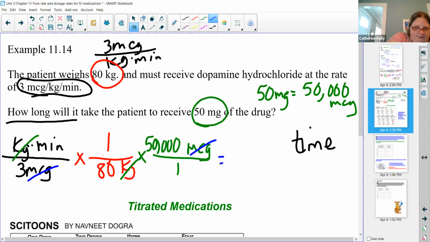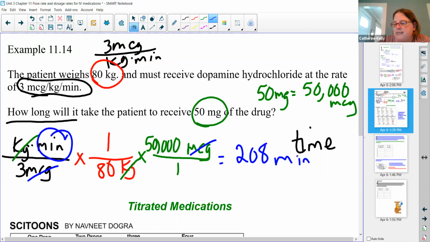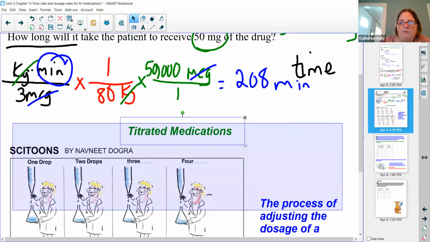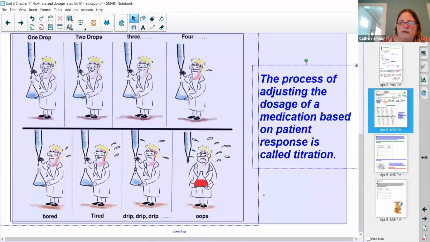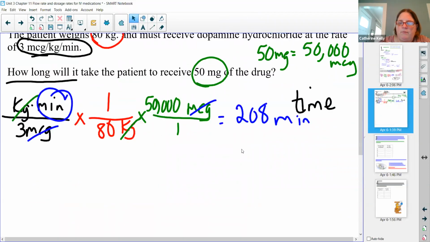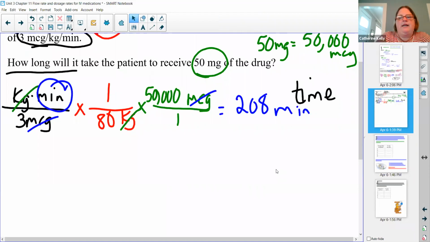And I'm going to do the math then, and I have 50,000 divided by 3, and then divided by 80 is 208. So I have 208, but I need a time, and my time is in minutes. Now remember that anything over 60 minutes, you want to put into time with hours and minutes. So I'm actually just going to delete this because we don't need it. Okay. So your time is 208 minutes.